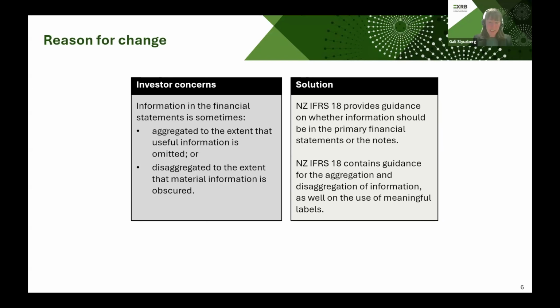IFRS 18 addresses these concerns by providing guidance on whether information should be presented in the primary financial statements, so in a more summarized manner, or disclosed in the notes. The standard also includes guidance on how to aggregate and disaggregate information so that the appropriate level of detail is provided to the users of the financial statements. There's also guidance on how to determine informative labels for items so that it's clear to users what these items comprise. I want to emphasize here that these enhanced requirements apply across the financial statements, so they are not limited, for example, to just the statement of profit or loss.